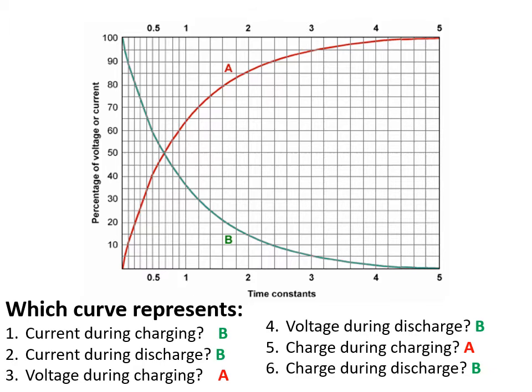Well done if you get the correct answers. So you can see current during charging is B, it is decreasing, and current during discharging is B as well. As I told you in the previous slide, during both discharging and charging, the current, the rate of flow of charge, decreases because it becomes harder and harder, it is an exponential decrease. Voltage during charging is A because it is increasing. Voltage during discharging is B because it decreases. Charge during charging is A because it increases, and charge during discharging is curve B because it decreases.